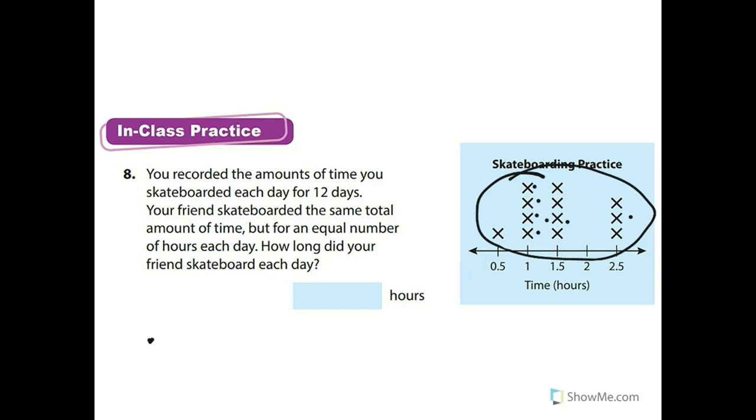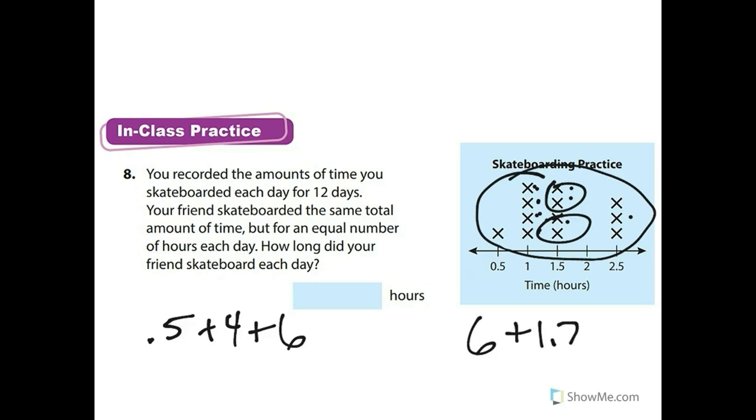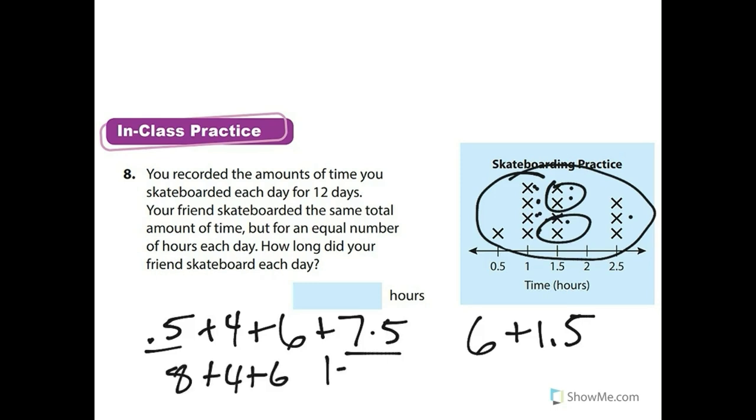Alright, so we've got a 0.5. I've got 1, 2, 3, 4. 1.5 and 1.5 is 3. 1.5 and 1.5 is 3. So I'm adding 6. And then 2, 4, 6. And then 0.5, 0.5, and 0.5 is 1.5. 1.5, not 1.7. So that's going to be 7.5. 7.5 and 7.5 is going to be 8. So 8 plus 4 plus 6, that's going to be 18.